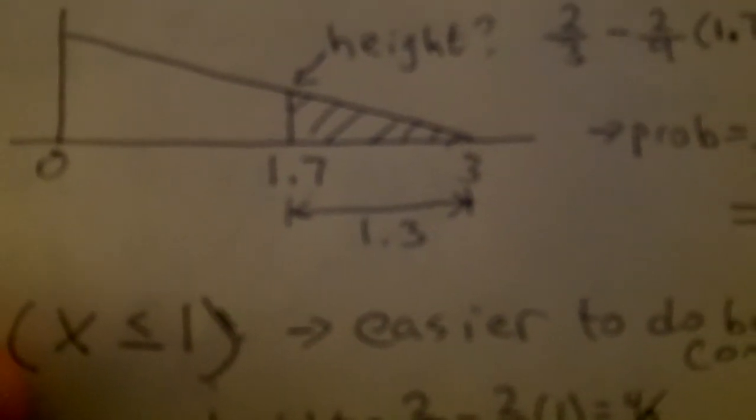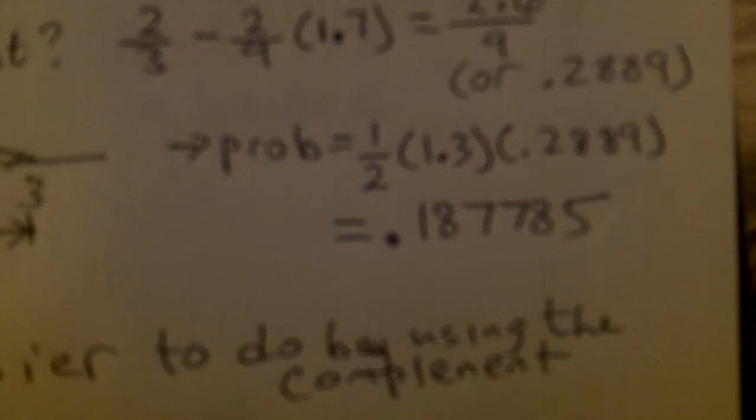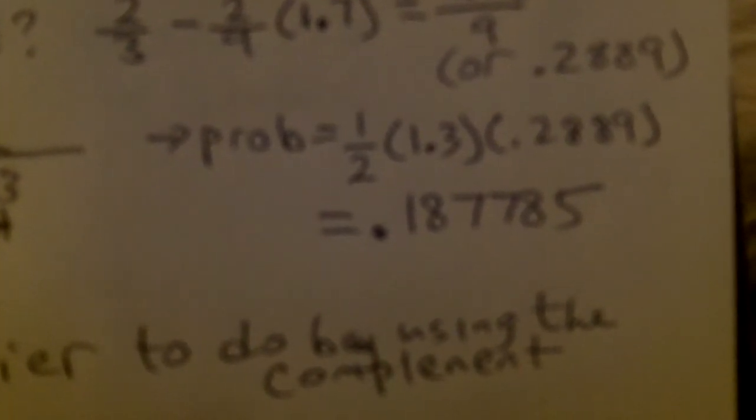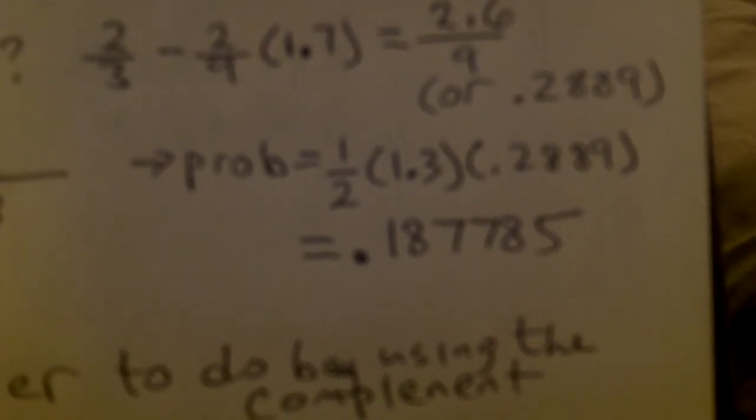The length of the interval, we're going from 1.7 to 3, so that's 1.3. So our probability is 1/2 times the length of 1.3 times the height of 0.2889, and that gives us 0.187785. So that's our probability associated with that. Okay, that was a quick zoom there.